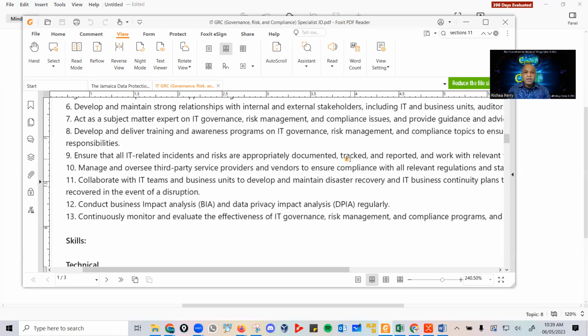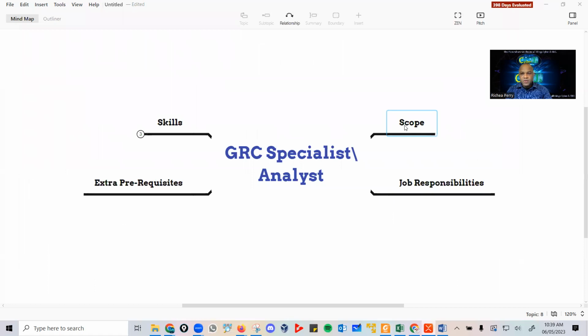Document, post, find ways to demonstrate your skill set so that you can add these to your resume, to say that you have experience and the knowledge of doing these various tasks. So you would have looked at the job scope.